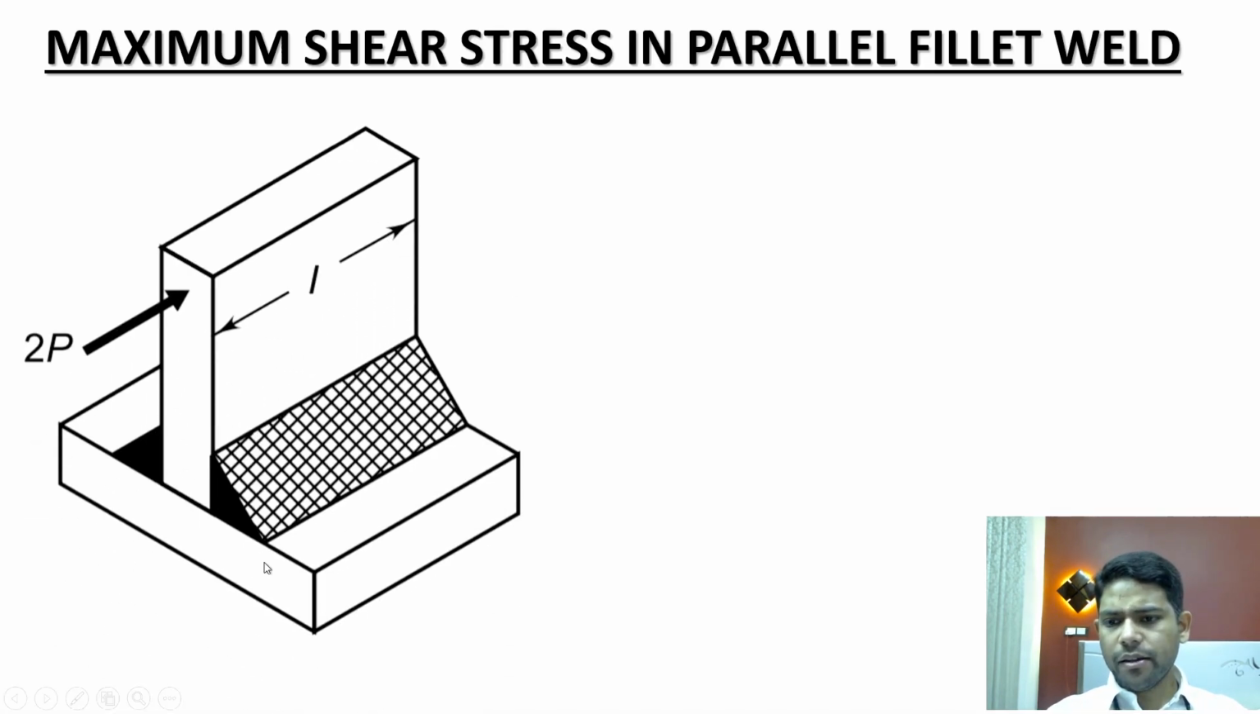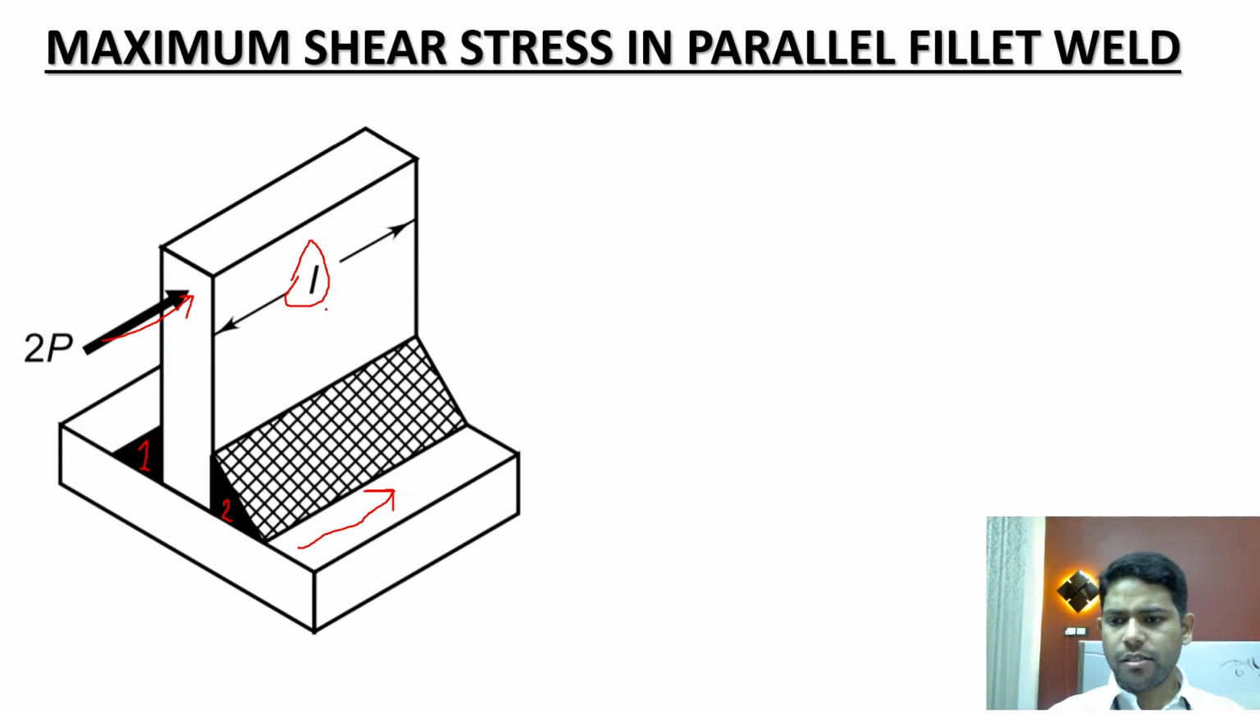In this figure, you can see that a double parallel fillet weld is shown. This is your first parallel fillet weld, and this is your second parallel fillet weld. So a connection or a structure is shown which has double parallel fillet weld, and the length of the weld is equal to L. Since the direction of the force which we have applied is parallel to the direction of the weld, we are calling this type of weld parallel fillet weld.